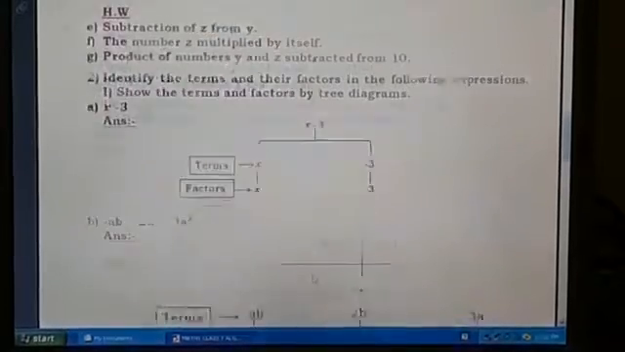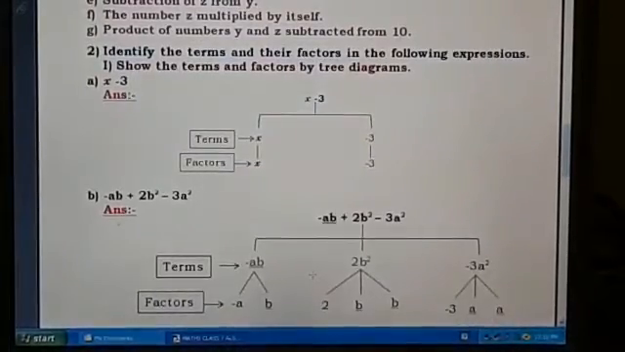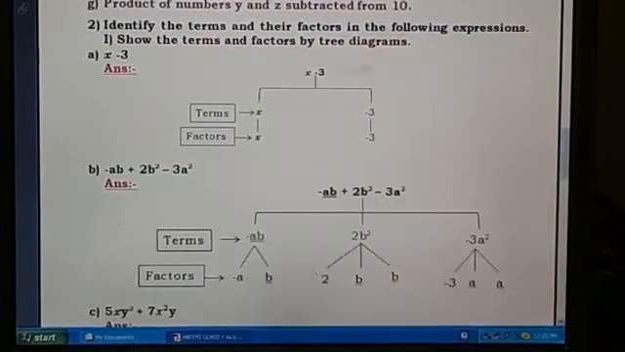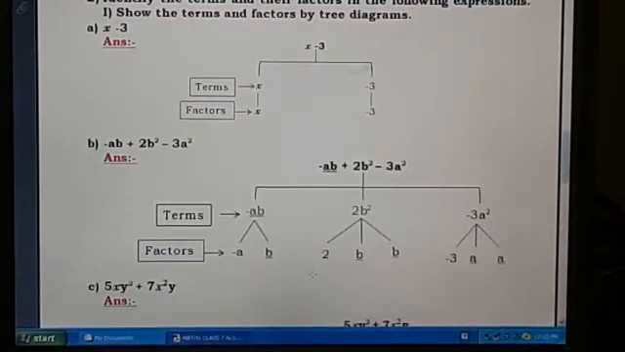That is the expression. Next, we have to find out from the expression: terms and factors. In the tree diagram, we have to mention the terms and factors. See, here the expression is x minus 3. So x is one term, minus 3 is another term. Already I have told you, with a sign. So the sign is very important when you are writing terms or factors also.